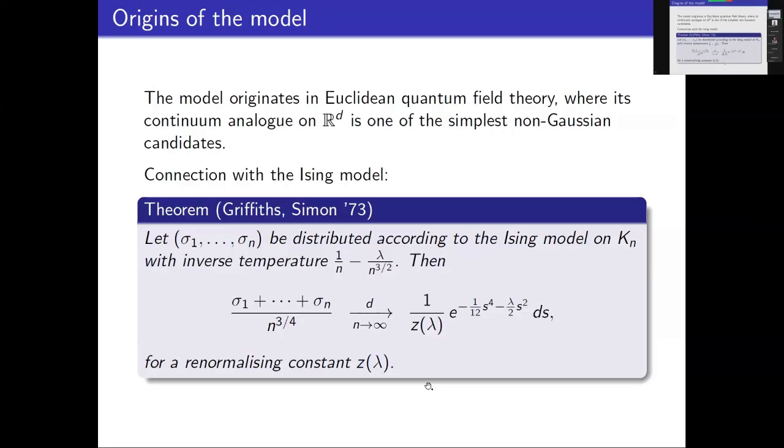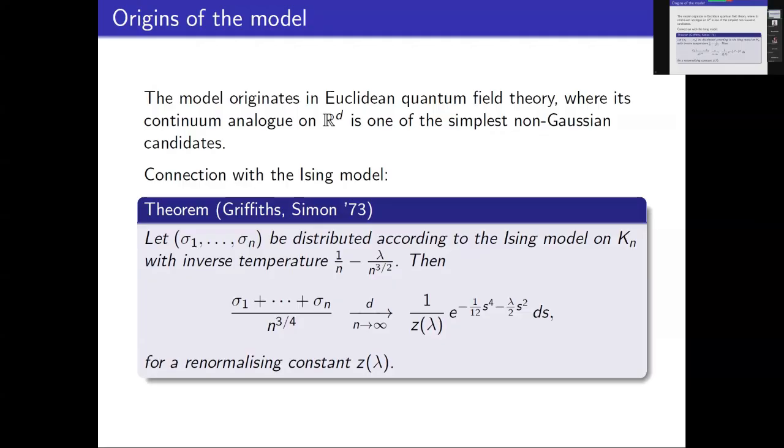It's about the Ising model on the complete graph on n vertices. You consider the model on the complete graph on n vertices at this critical window. So you have some parameter which is 1 over n, basically around 1 over n is where something interesting happens in the model. And you have this critical scaling lambda over n to the 3 over 2. Lambda is some parameter, it can be any real number.